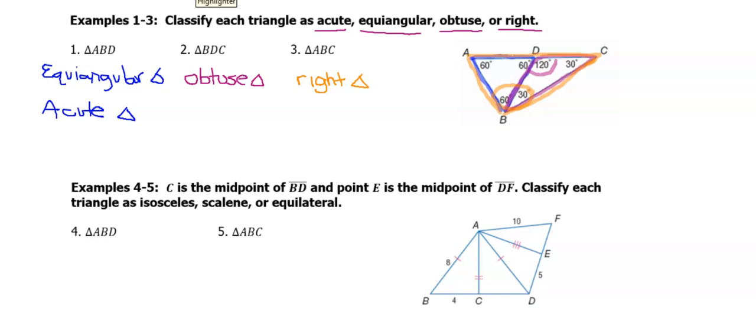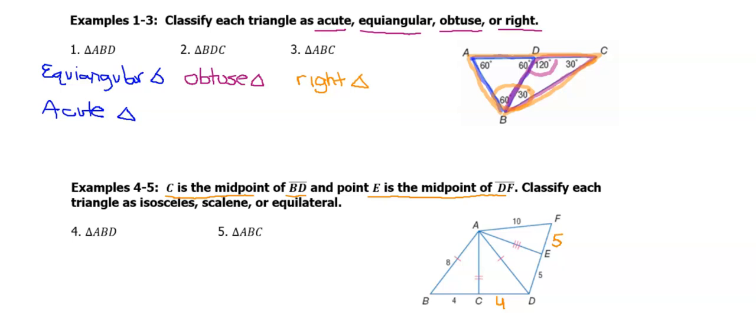Moving on now to 4 and 5. They gave us a little bit more information in the directions. They tell me C is the midpoint of BD. So I'm going to go look at BD right now. If C is the midpoint here, then that would tell me that CD is also going to be 4. Also in the information we see that E is the midpoint of DF. So I'm going to put a 5 up top here to show that E is in the middle.